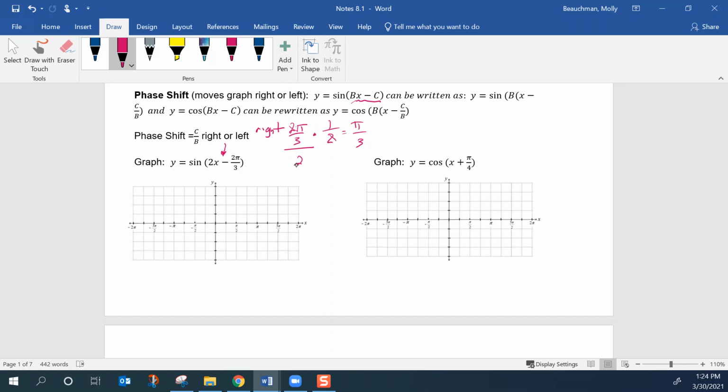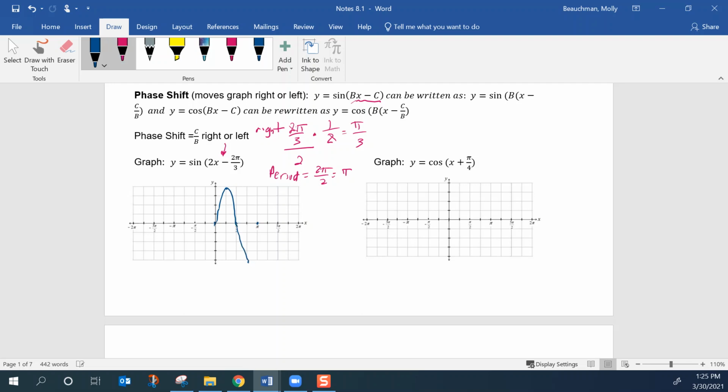It's also going to be a change in period. The new period is going to be 2 pi divided by b, which is 2. So I'm going to graph the sine on the period pi instead of 2 pi, and then I'm going to move the entire graph to the right pi over 3. So let me graph the sine between 0 and pi. So this is an intermediate step.